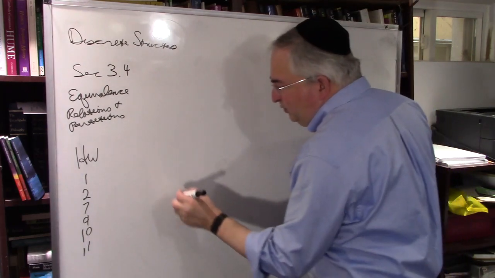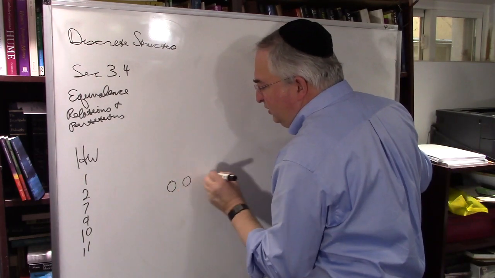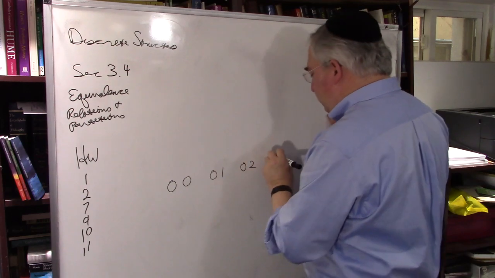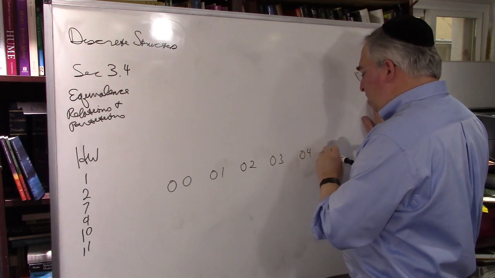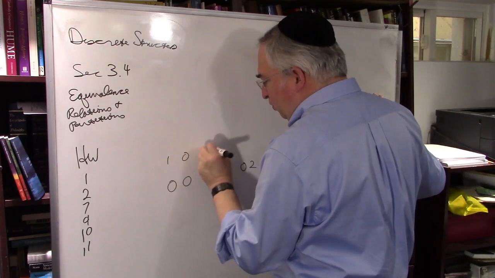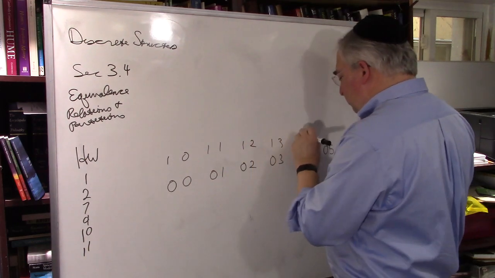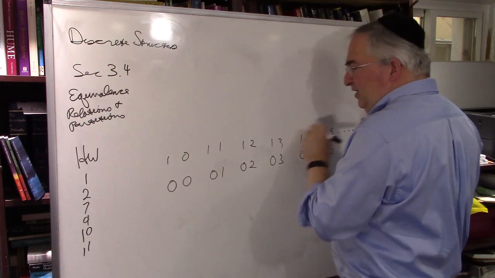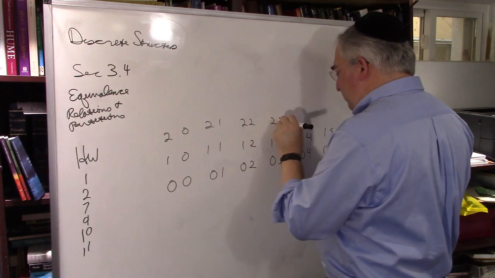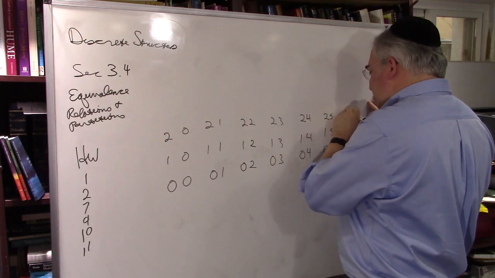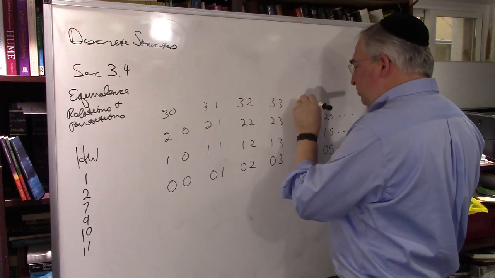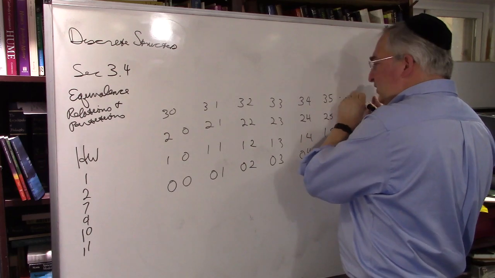So that was the natural numbers cross the natural numbers. I'm going to try to draw some of it. 0, 0. I'm going to leave out the parentheses. 0, 1, 0, 2, 0, 3, 0, 4, 0, 5, dot, dot, dot. 1, 0, 1, 1, 1, 2, 1, 3, 1, 4, 1, 5, dot, dot, dot. 2, 0, 2, 1, 2, 2, 2, 3, 2, 4, 2, 5, dot, dot, dot. 3, 0, 3, 1, 3, 2, 3, 3, 3, 4, 3, 5, dot, dot, dot.